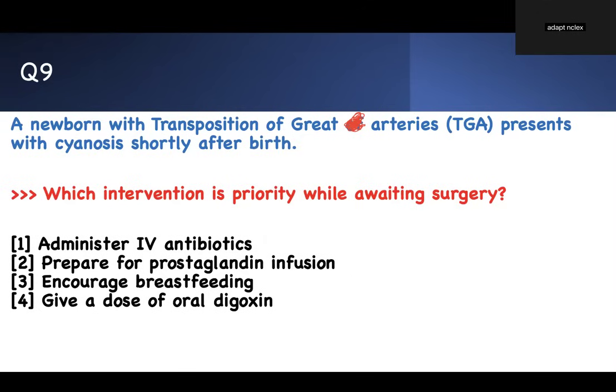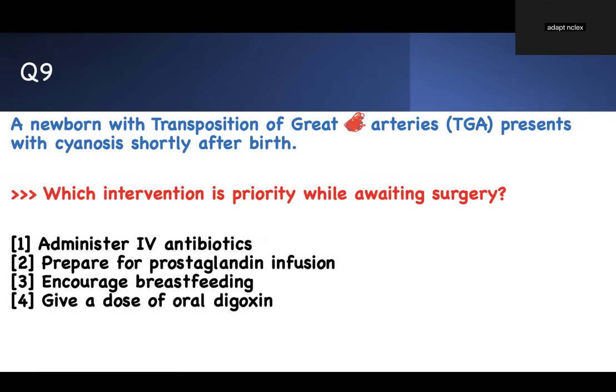Baby is blue right after birth. That tells you it's a congenital heart defect. If you turn blue right after birth, it has to be what? A right to left shunt. That's all you need. This is the way you simplify content. Even though you don't know TGA, it's okay, transposition of great arteries.